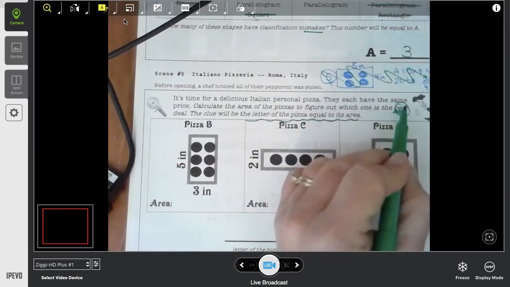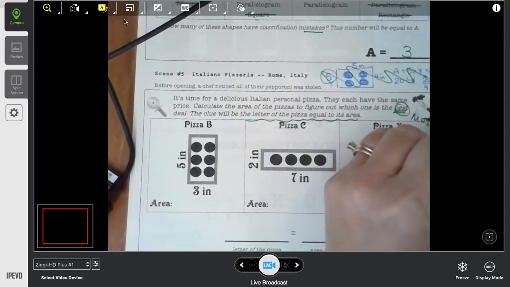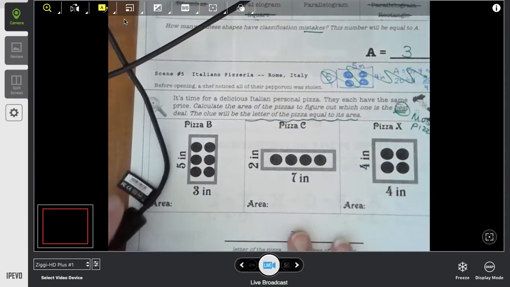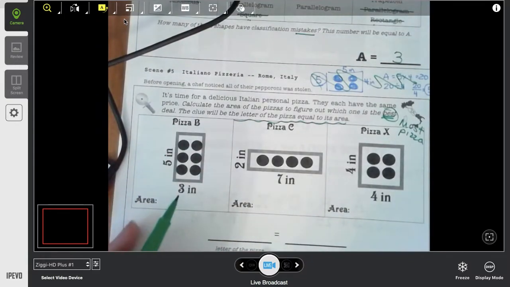Right? So the best deal means it's going to be the most pizza, and the most pizza is going to come in the largest area, because the largest area is going to give us the most pizza. All right, so what's the area of pizza B?